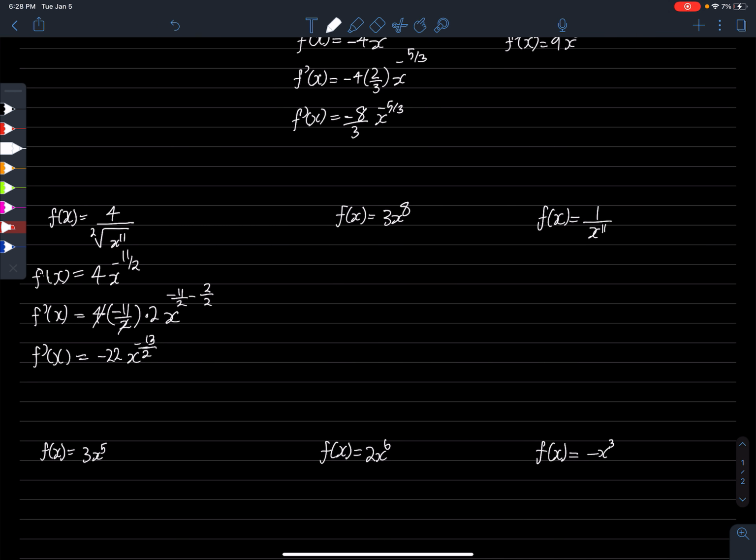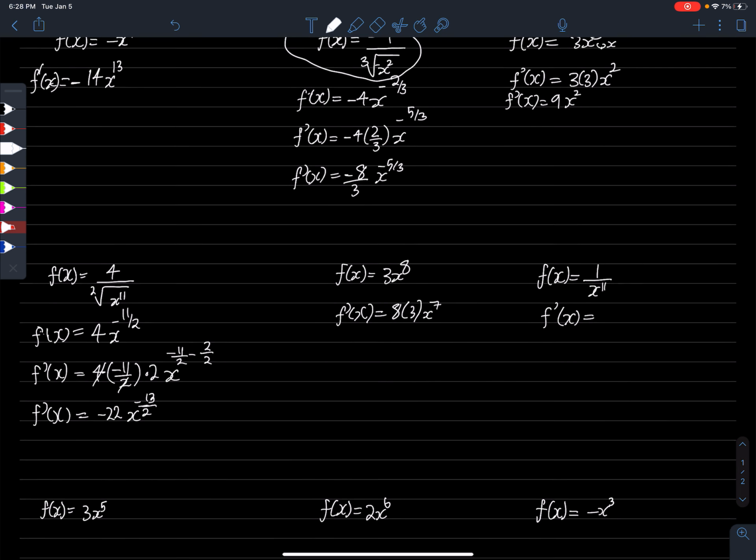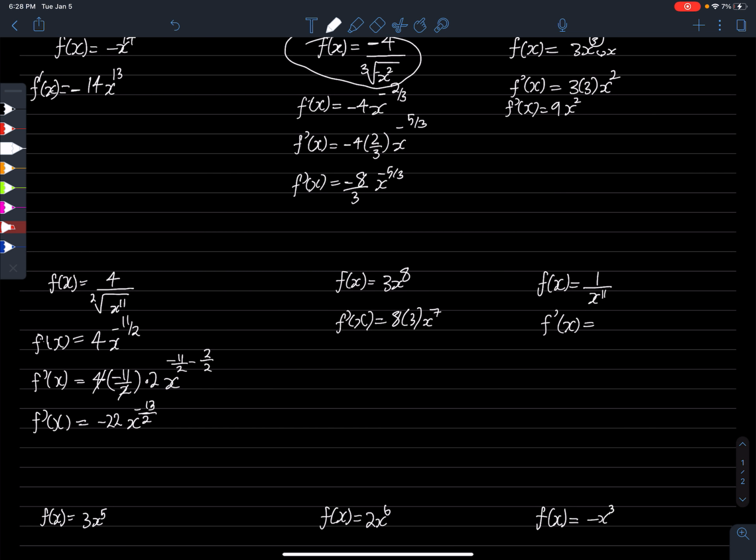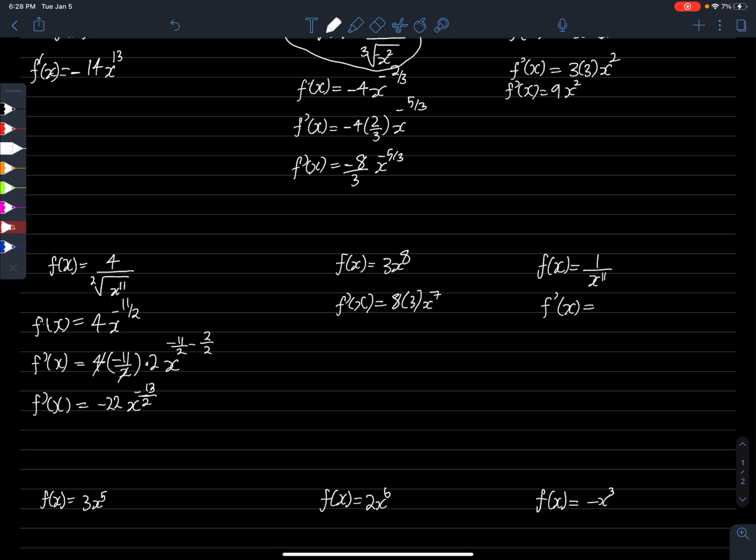Then you have this one. F prime of x, again, very easy. 8 times 3. And then you have x to the 7. F prime of x, again, bring it up. You do not know the quotient rule yet. And even with the quotient rule, it would be too inefficient. So this is your easiest way of doing it. X to the negative 11. About negative 12 times negative 11.